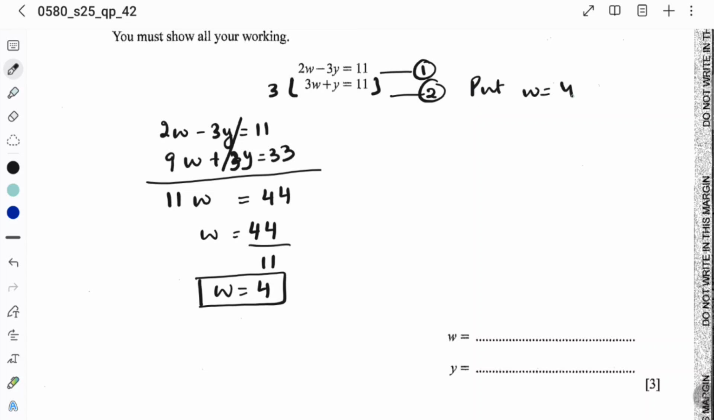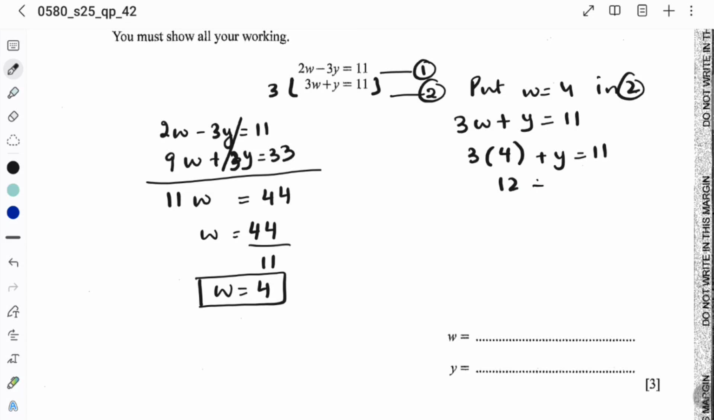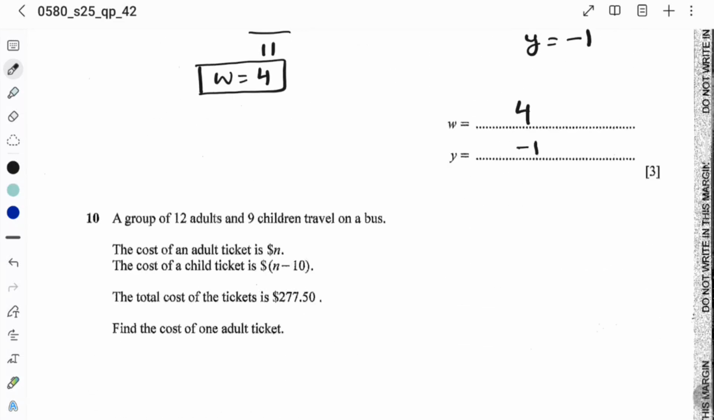Okay, alright, now it's easy for me to substitute w equals 4 into the second equation. Otherwise you can put it in any one, and then confirm your answer as well. So that is 3 times w plus y equals 11. 3 times 4 is 12, plus y equals 11, so y equals 11 minus 12, and it is equals to minus 1. So w equals 4 and y equals minus 1. That is a 3 marks question.